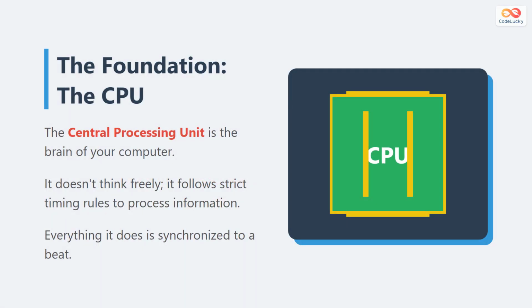Let's start with the foundation, the central processing unit, or CPU. Think of the CPU as the brain of your computer. However, unlike a human brain which can think freely, a CPU is a rigid electronic device. It follows strict timing rules and processes information to a precise, synchronized beat.